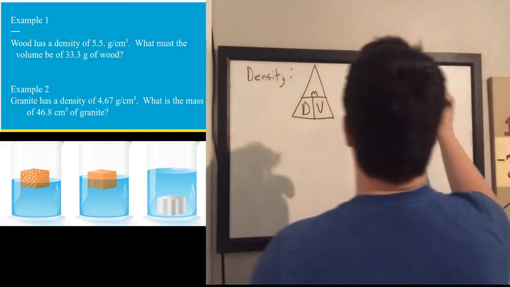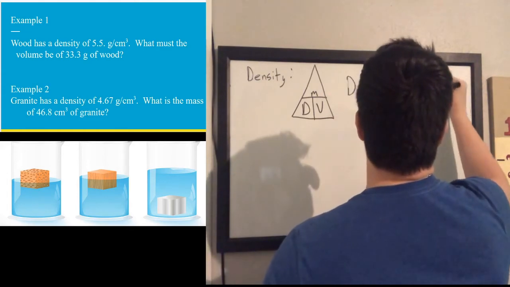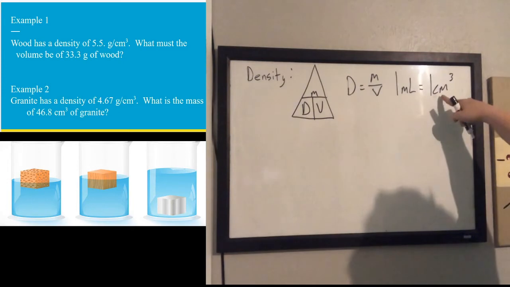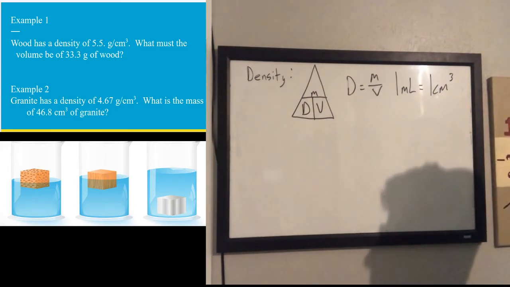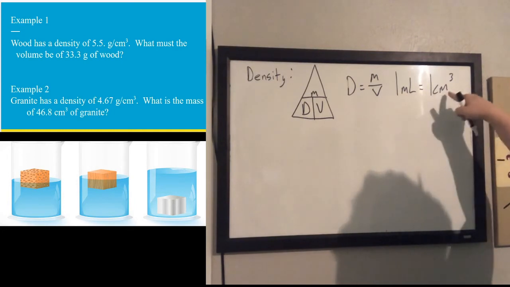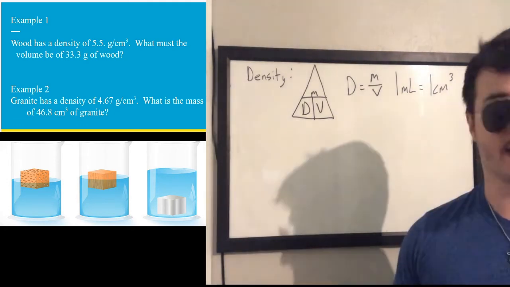A couple things to note here, and this also applies to dimensional analysis as well. Oftentimes, they'll use centimeters cubed and milliliters interchangeably. It's very important to know that 1 milliliter is equal to 1 centimeter cubed. So very, very important. Let's take a look at example 1 and how I would recommend setting this up.